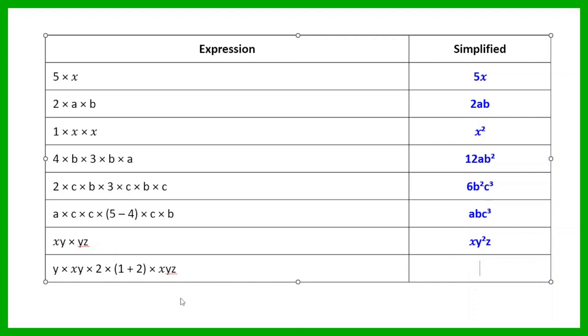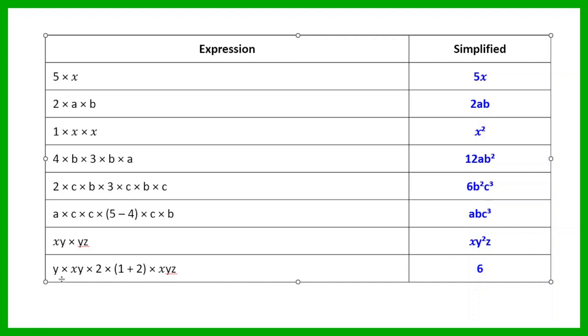And then the last one, we've got y times xy times 2 times, in brackets, 1 plus 2 times xyz. Okay, so first, my numbers. Bedmas says I have to do what's inside the brackets first. So 1 plus 2 is 3, times 2 is 6. Okay, so my number is 6 over there.